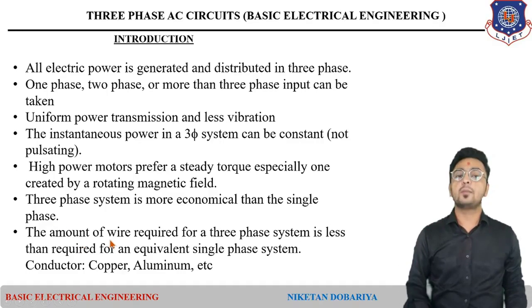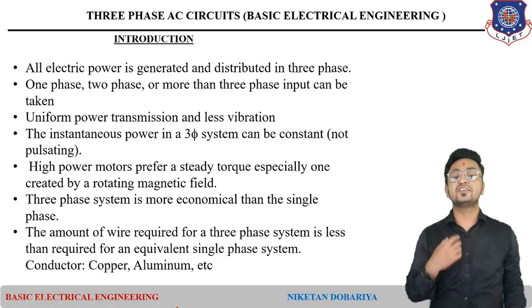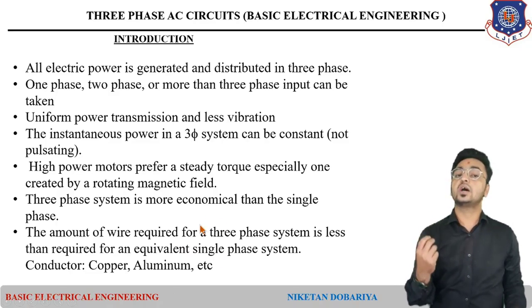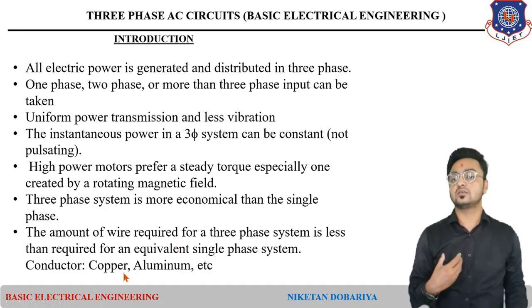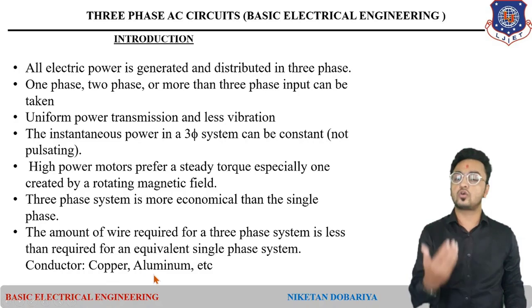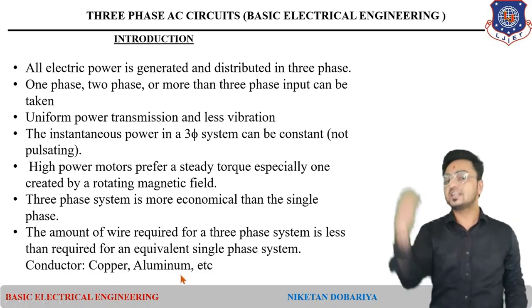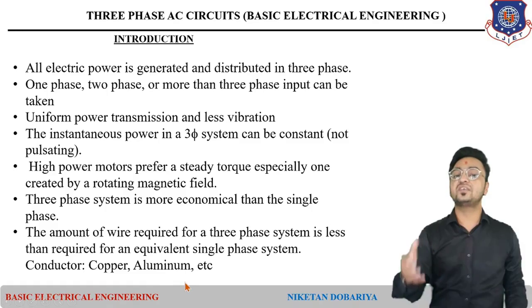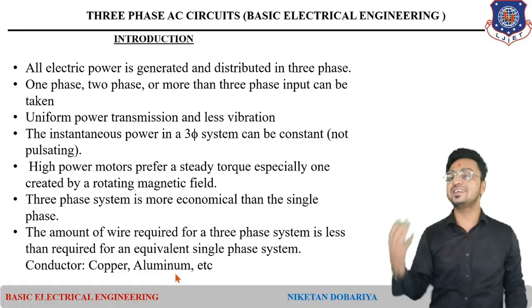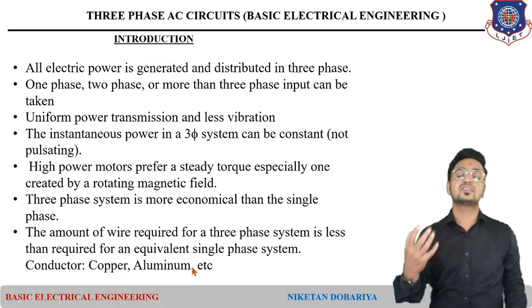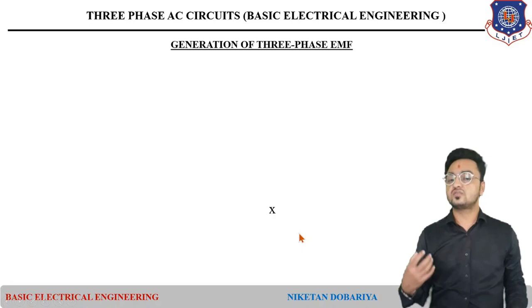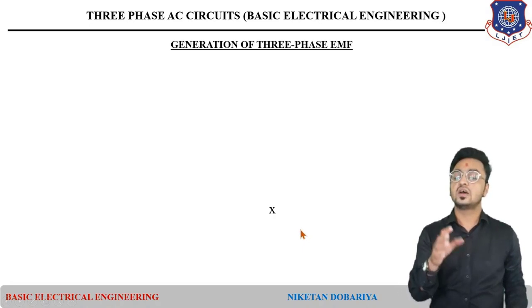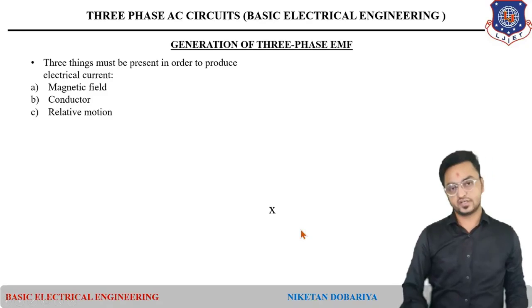And next is the amount of wire. As I mentioned in the previous point, the amount of wire for a three-phase system is less than that required for an equivalent single-phase system. And normally the conductors or wires are made of copper or aluminum. So these are the various advantages of the three-phase system, or you can say these are the various reasons why we prefer the three-phase system. And after the advantages of the three-phase system, now we will discuss how three-phase voltage is generated.